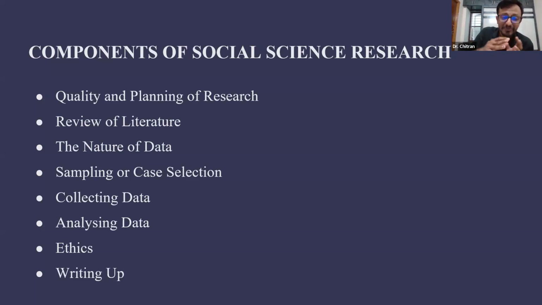We'll come to that. Then, of course, data is a very important component, collecting data, analyzing the data, the ethics of the researcher. That's what we discussed, the ethics. The ethical position that the researcher is taking is very, very important, very crucial, very tricky as well. And then writing up the research, the final publication part, right? So can you go to the next slide, please?